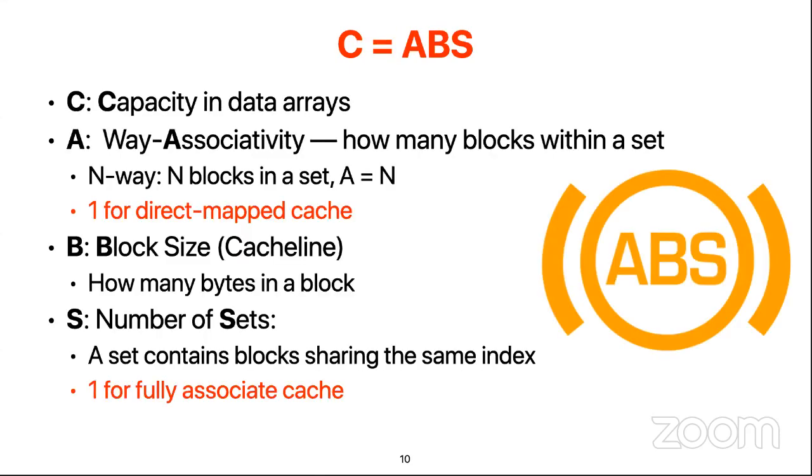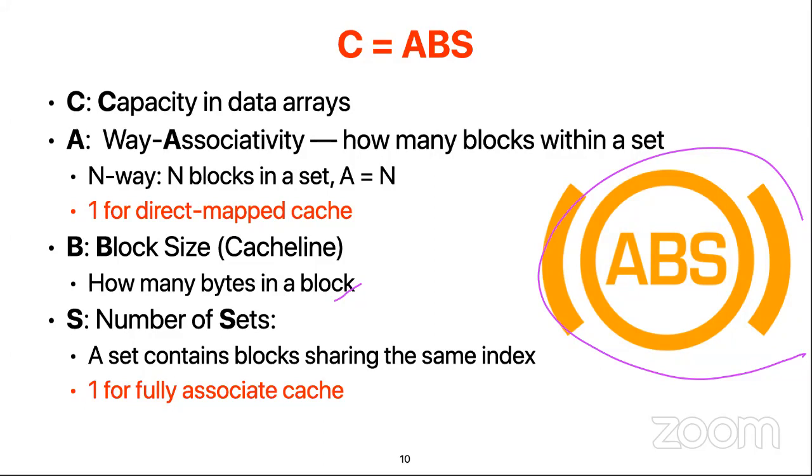This is the unique formula that I will teach you, called C equals ABS. Not sure how many of you have seen this sign before, but if you have a car and you drive it on a very slippery road, you will probably sometimes see this light turn on. That's called the anti-lock braking system. For car safety, we should have this ABS system in there. So that's why C equals ABS. That's how we come up with this equation.